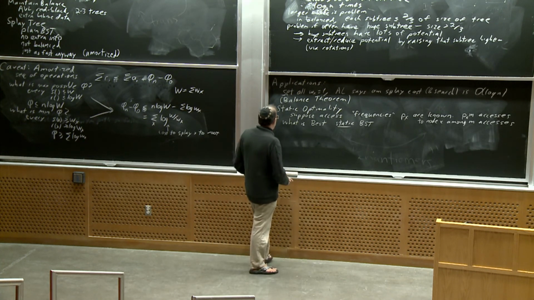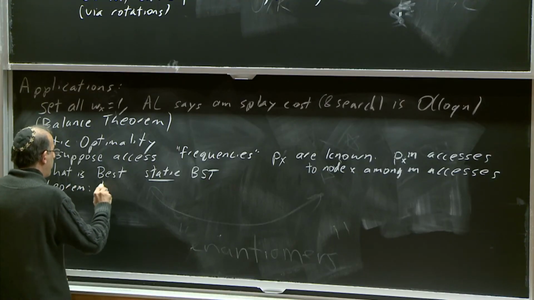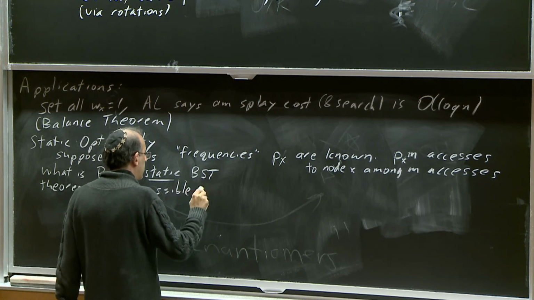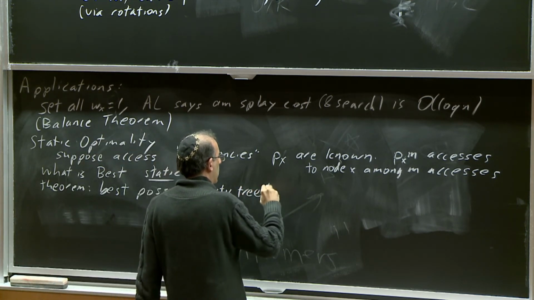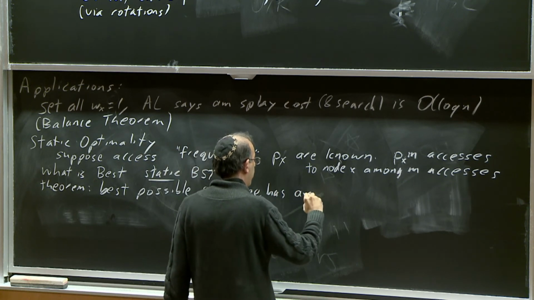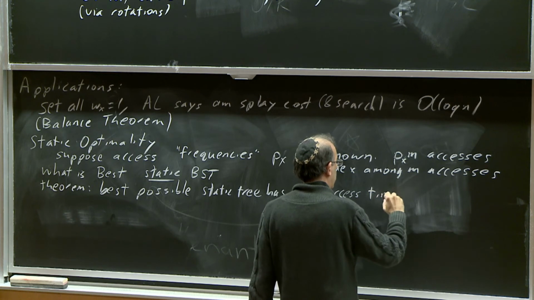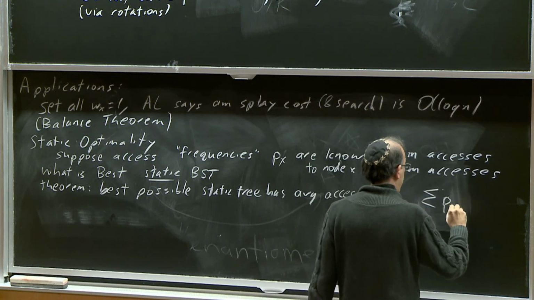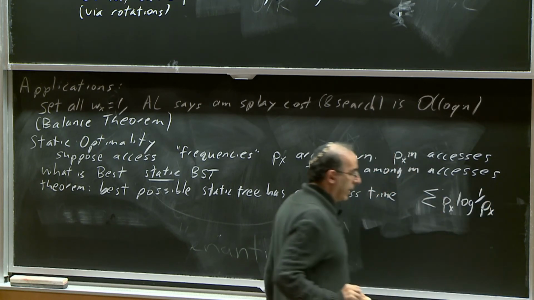And there's a theorem that says that the best possible static tree has average access time equal to the sum of p sub x times the log of 1 over p sub x.